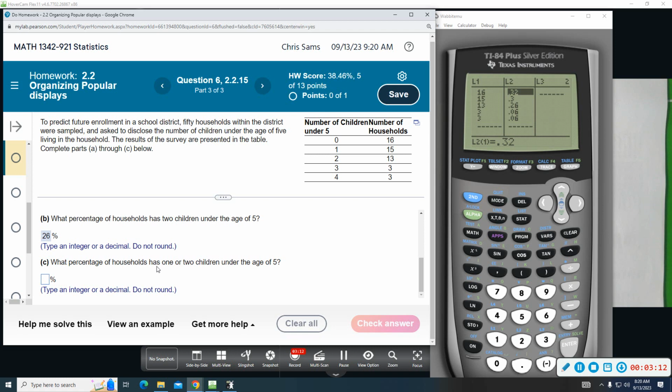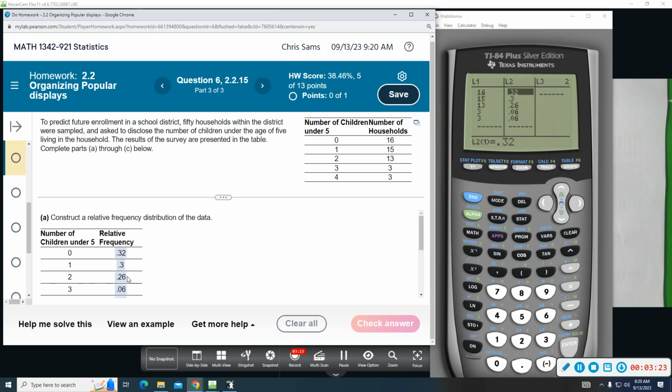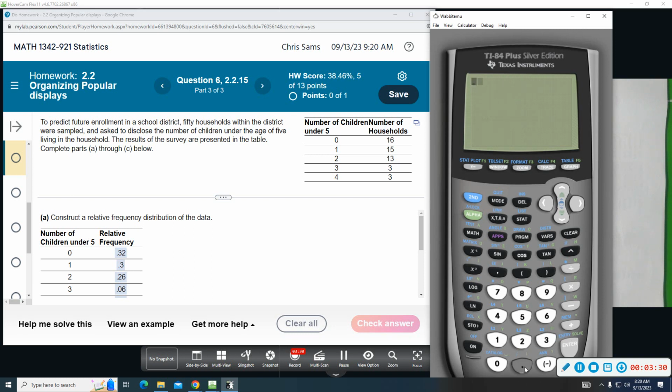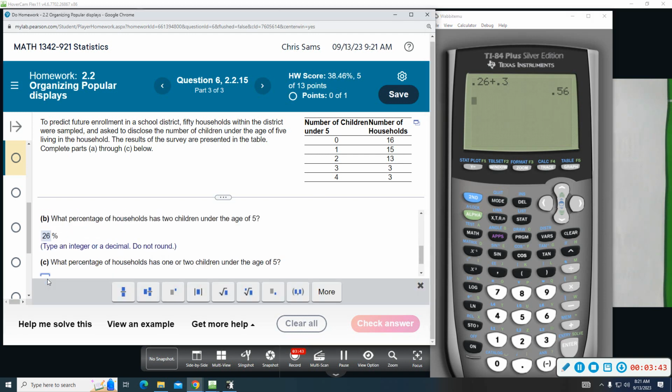What percentage of households has 1 or 2 children under the age of 5? So when it says 1 or 2, we're going to add up the totals for 1 or 2. So 1 has 0.26, 2 has 0.3. So you can add that relatively easy, or you can just type it in, 0.26 plus 0.3, you get 0.56. And then we convert that to a percent, multiply by 100, or move the decimal 2 times to the right, and that will give us 56%.